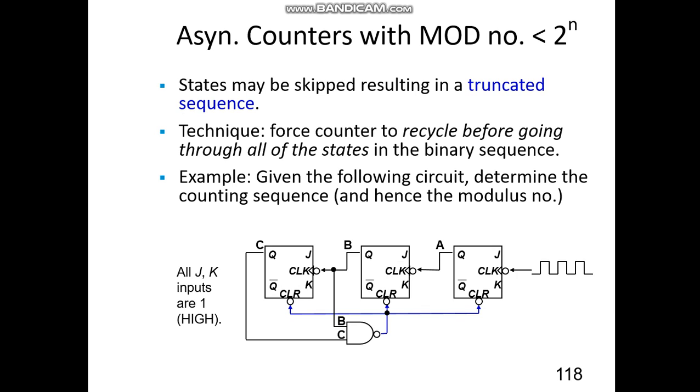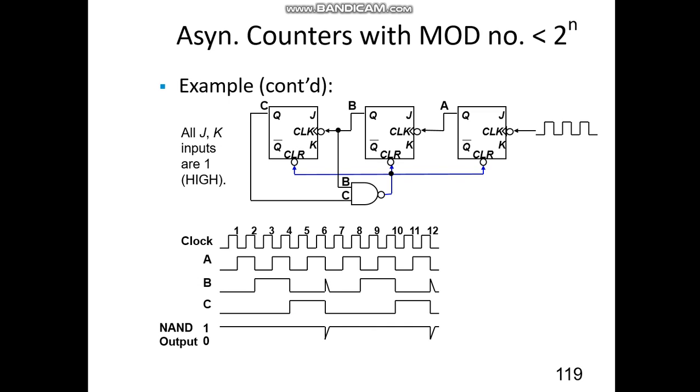States may be skipped, resulting in a truncated sequence. This forces the counter to recycle before going through all of the states in the binary sequence. Given the following circuit, determine the counting sequence and the modulus number. Here they gave the diagram and you have to define the values. First, if you give 00, see what will happen, and like that you have to count. Then see what the NAND output is and follow it.